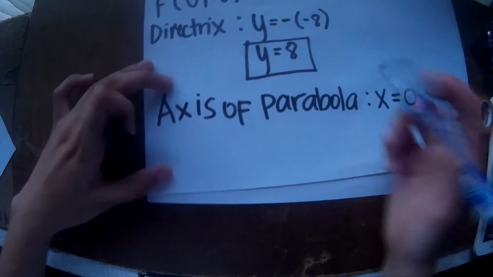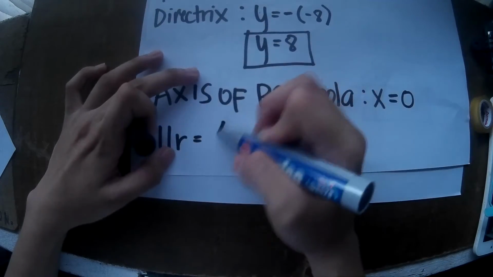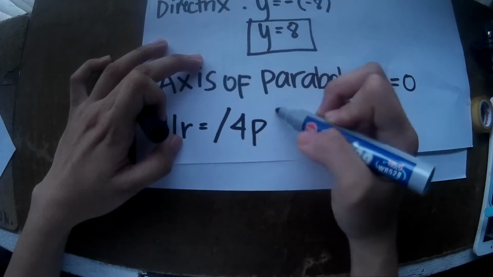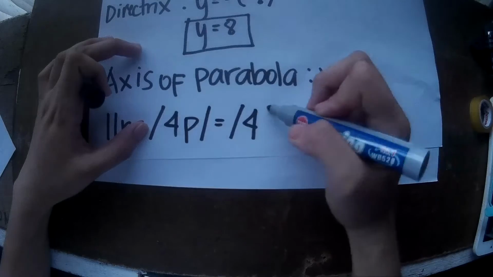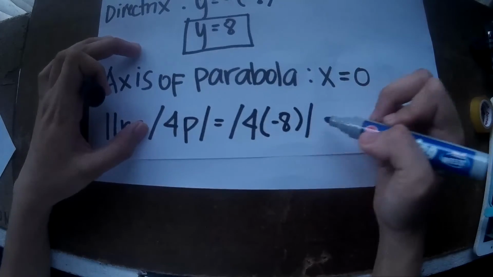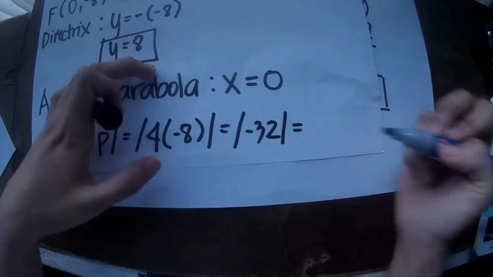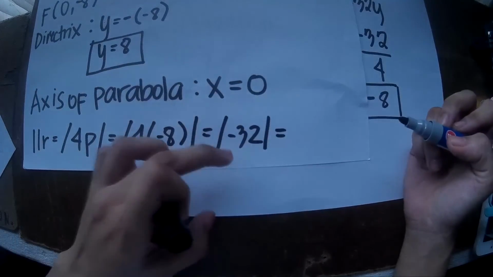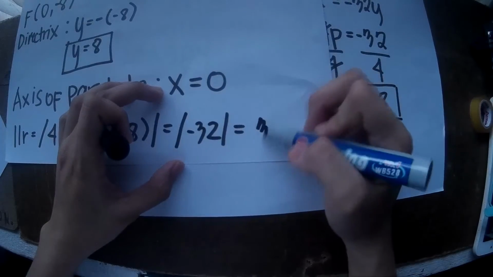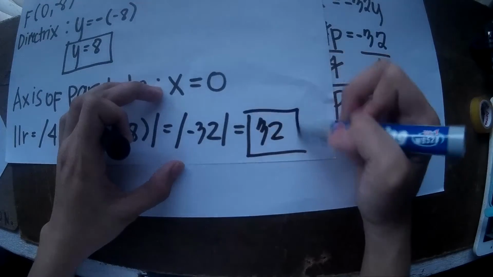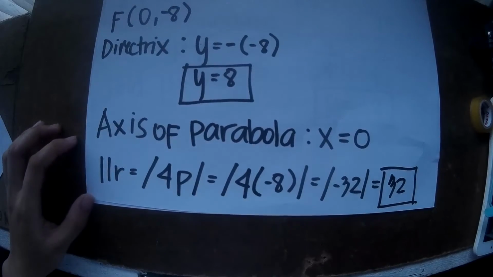And the last one is the length of our latus rectum, which is going to be the absolute value of 4p. So the absolute value of 4 times our p, which is negative 8. So it's going to be negative 32. Since it is absolute value, there is no negative in absolute value. It's always positive. So it's going to be 32, right? Since we have all these properties, we can now sketch the graph.